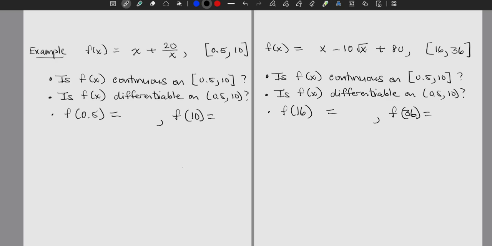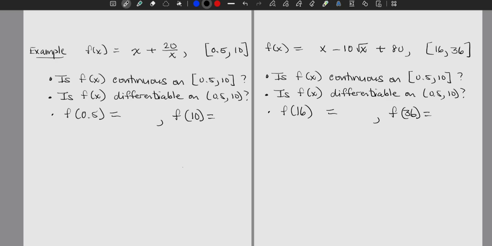So our first function, f of x is equal to x plus 20 over x, and we're on the interval 0.5 to 10. And the first question you have to ask yourself is, is f continuous on the interval 0.5 to 10? And you just pause for a second because you think, well, wait a minute, it's undefined at 0, but 0 is not inside that interval, so we don't have to worry about that. So yes, f of x is continuous on that interval. And yes, f of x is therefore differentiable on that interval because there's no other kinks in the graph other than the asymptote when x is equal to 0. So it meets those criteria, okay?